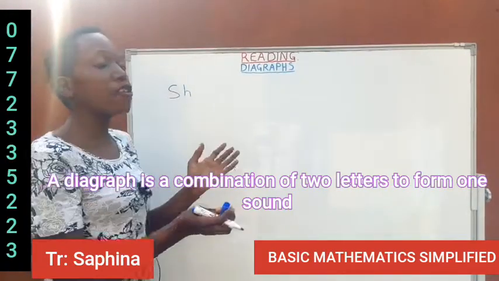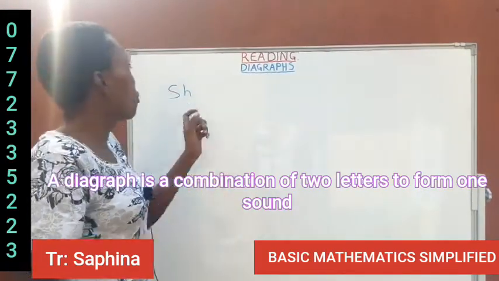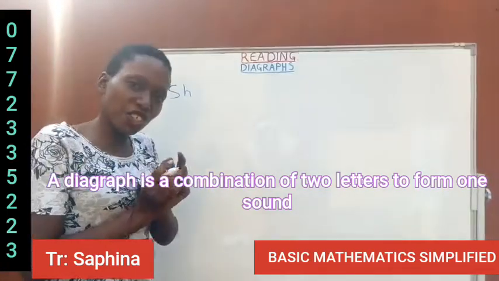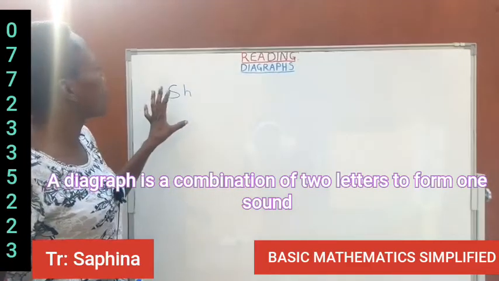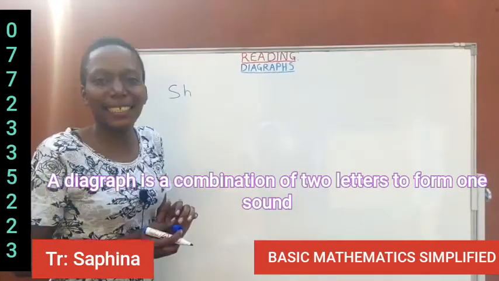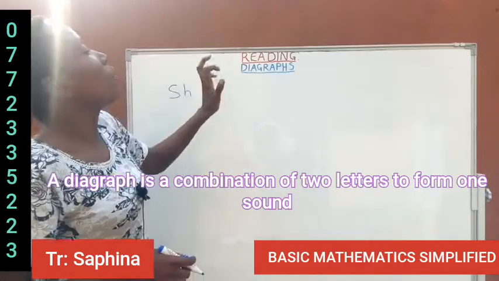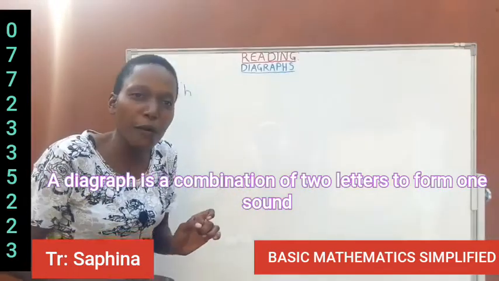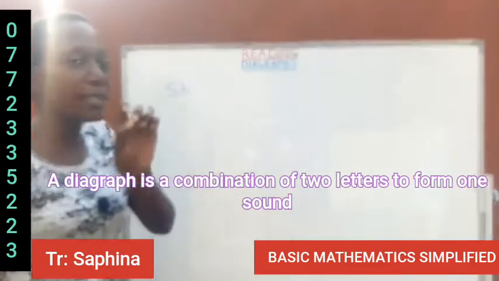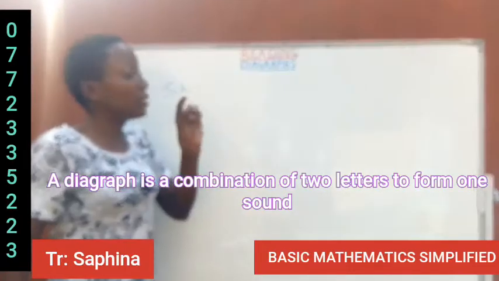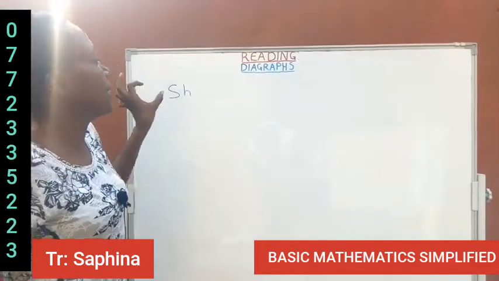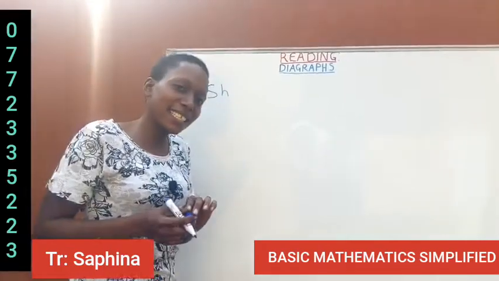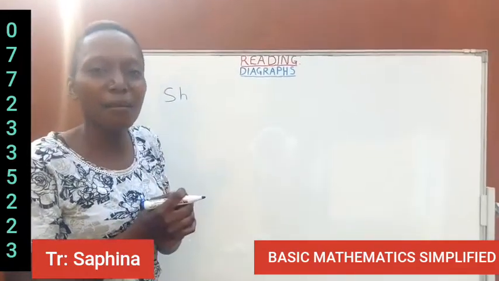When you combine them all together, you get a sound called sh. This is sound sh. It is also a digraph. As we have said, a digraph is a combination of two letters to form one sound. That means that this is a sound, sound sh. Are you listening, my kids?